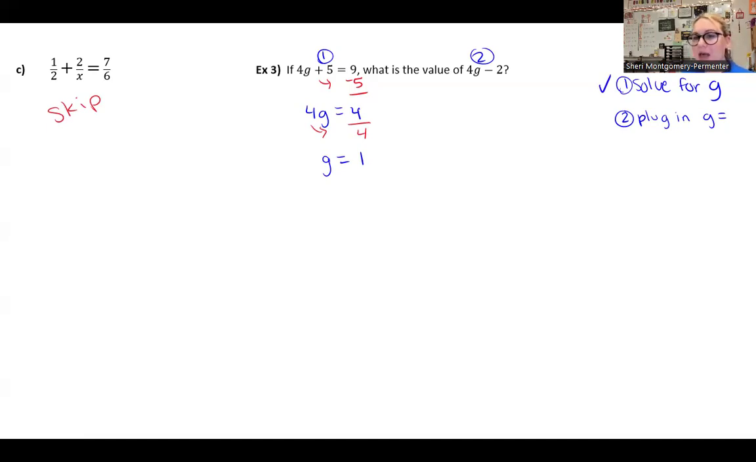So second step, I have 4 times 1 minus 2. So now I took that and I went and plugged it in. So that's a big deal. I take that and I go plug it in. What's 4 times 1? 4. What's 4 minus 2? 2. Beautiful.